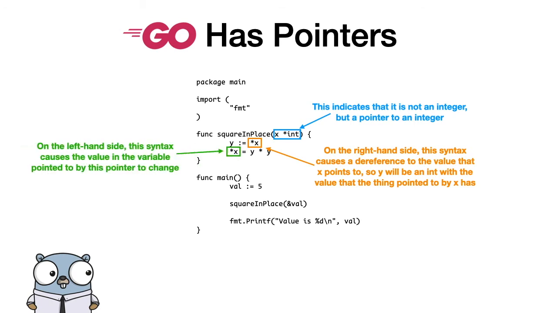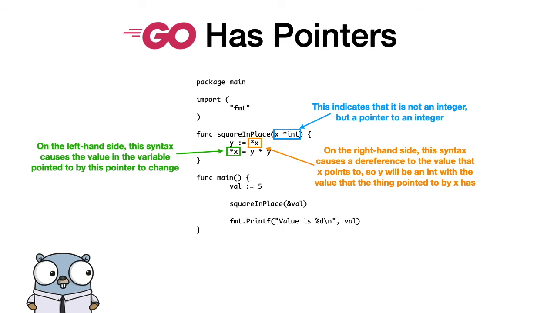So on the left-hand side, if you do star x, that means take the variable that's pointed to by x and replace it with what's on the right-hand side. So the first line takes the contents of the value pointed to by x and puts it in y. The second line squares that value and overwrites the value that's pointed to by x.